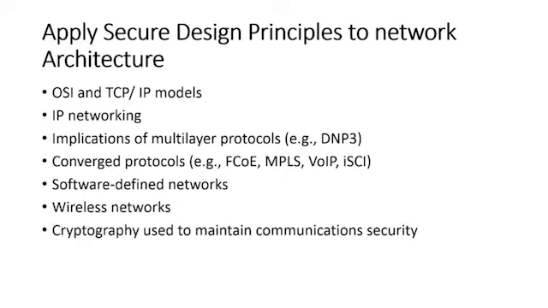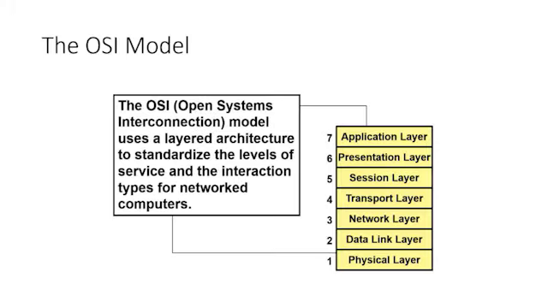Talk some about our wireless networks and wireless networking, a little bit about security when it comes to wireless networking, and then cryptography used to maintain the security of our communications. So quite a few things we need to talk about in this one key area. So let's start with the OSI model.